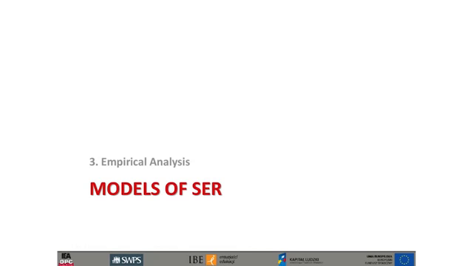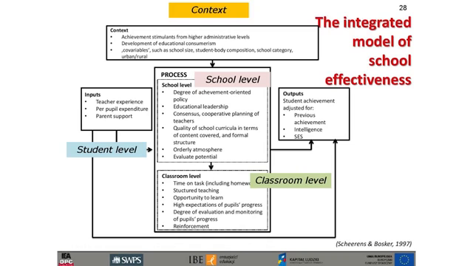So now let us take a look at the models so that we have a more concrete idea how those analyses were implemented and operationalized. So this is the integrated model of school effectiveness. First of all, let us consider that those levels are included in the model that I mentioned before. So we have the school level, we have the classroom level, and we have the student level in the model. But also we have a context level.